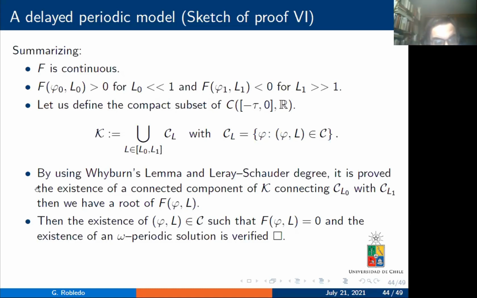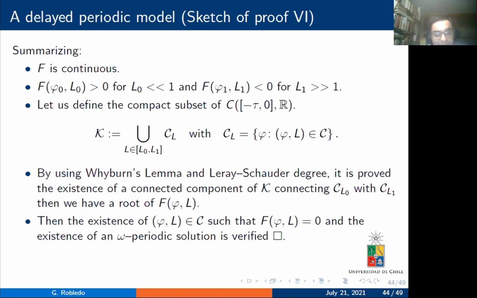This is the most technical part of the article. By using Whyburn's lemma combined with the Leray-Schauder degree, we can prove the existence of a connected component of K connecting the fiber associated to L0 with the fiber associated with L1. Then we will have a root of this function. In consequence, the existence of this root will imply the existence of an omega periodic solution for our model of chemostat with delay and periodic inputs.